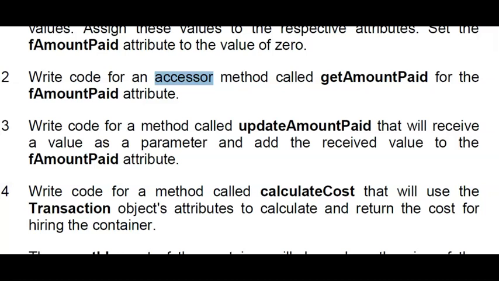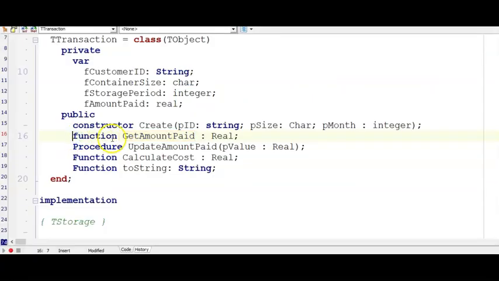Accessor methods do not receive values. They do not have parameters, and if you read the question you'll see it's not receiving anything. So this here is my function get amount paid, and remember it's going to return F amount paid, which is real, and therefore this function must be real. So you want to match up the data type of the field with what it's returning, your attribute. Remember, functions always have a data type, and I've made it a public method.